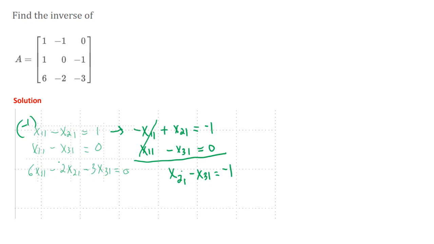So what I did here is I took the first 2 equations, and I want to get rid of x11. So I multiply by -1 to the first equation. So this times this gives me x11, and then negative times negative gives me a positive, and -1 times 1 gives me a -1. So if I add them, this is going to be 0.